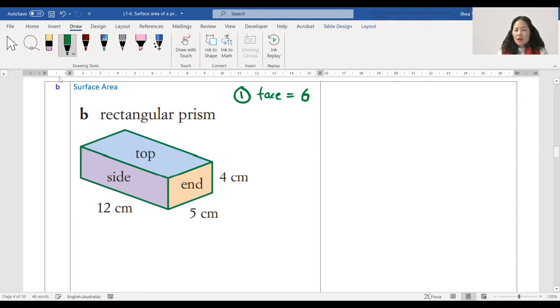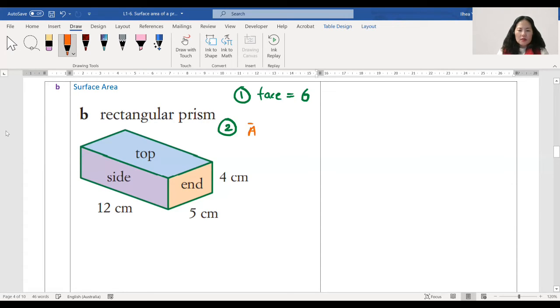Most of the rectangular shape of boxes, including cubes, all have 6 faces. Now, each rectangle we have, are they all the same? No, they're not. So let's have a look. There are 3 different types of rectangles here.